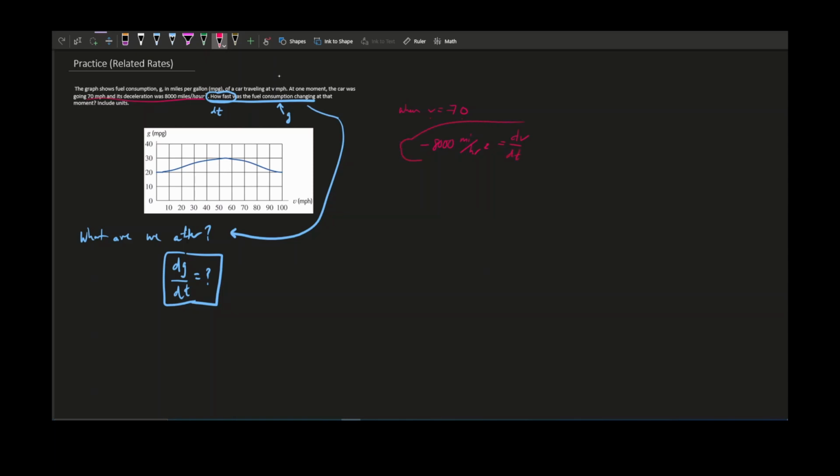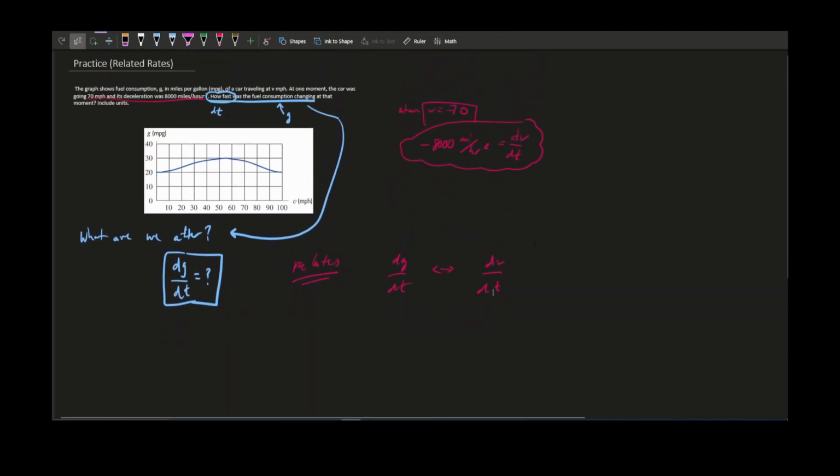Okay, you see how I'm kind of thinking of rates in this way based on the units, the quantities in this ratio. So when V is 70, dV/dt is this negative 8,000. That's important because we want to know what the fuel consumption rate of change is at this moment when the speed is 70. So then we need something that relates dG/dt and dV/dt, because this is some information that I have already about the moment we're interested in.